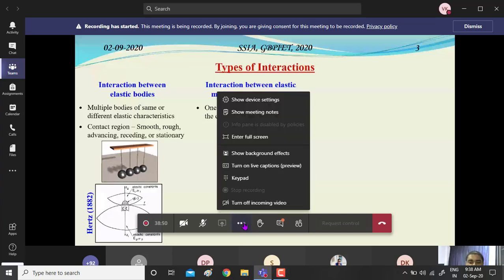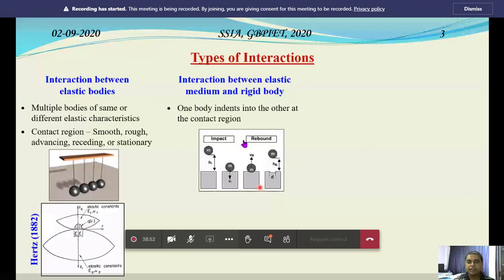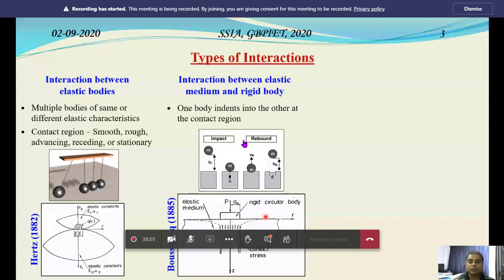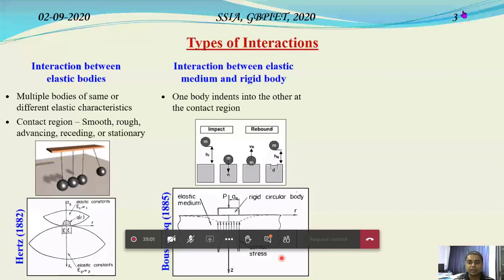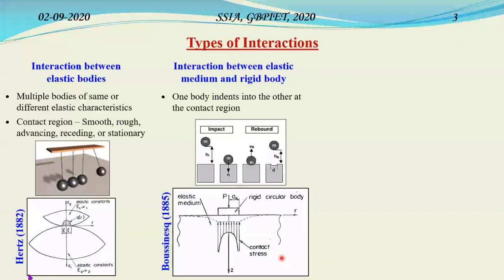Long back, Boussinesq in 1885 actually gave an overview of this type of interaction where a rigid footing is resting on a deformable soil mass, and then based on the settlement, the contact stress profiles were exhibited. So various types of contact stress profiles were given. Here only a typical one has been shown.